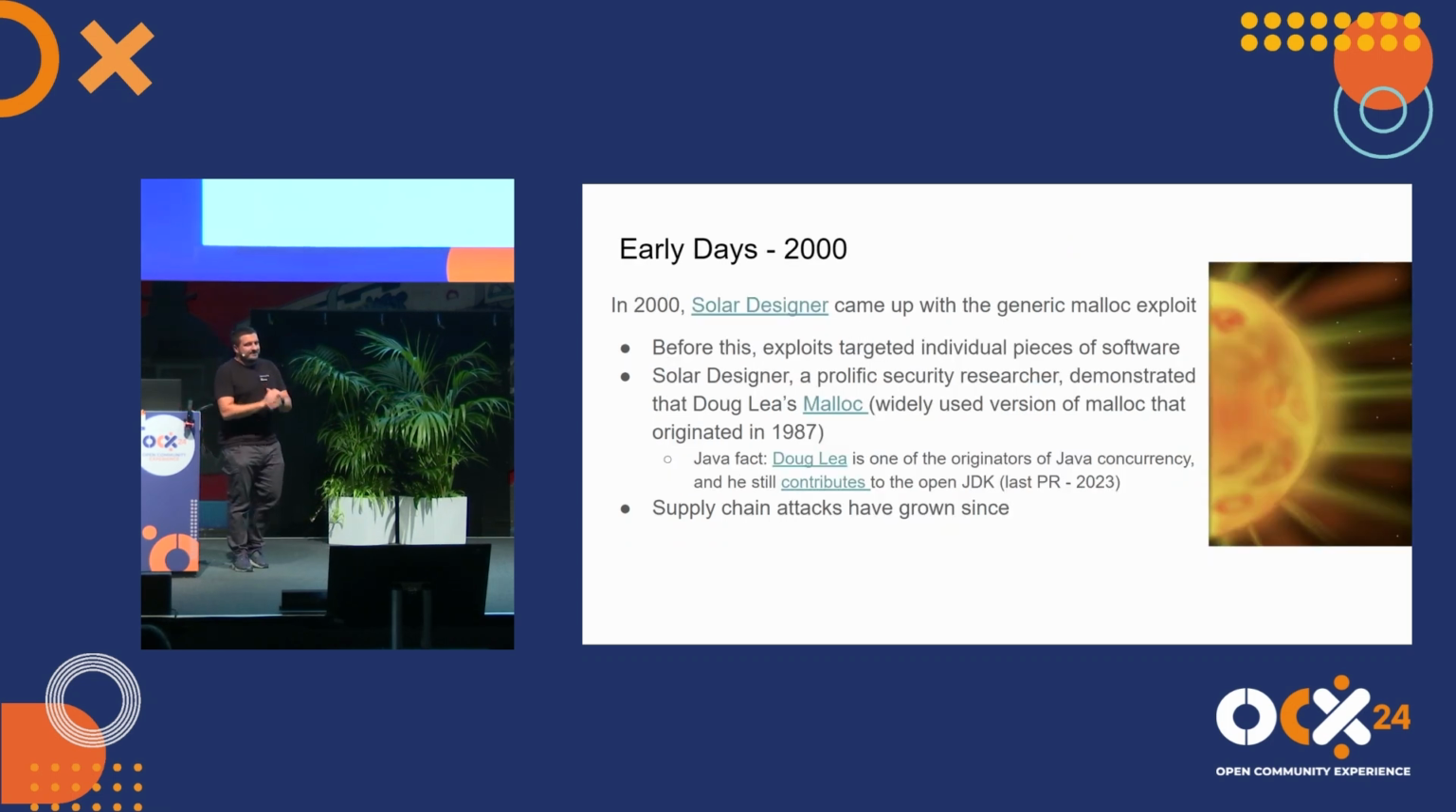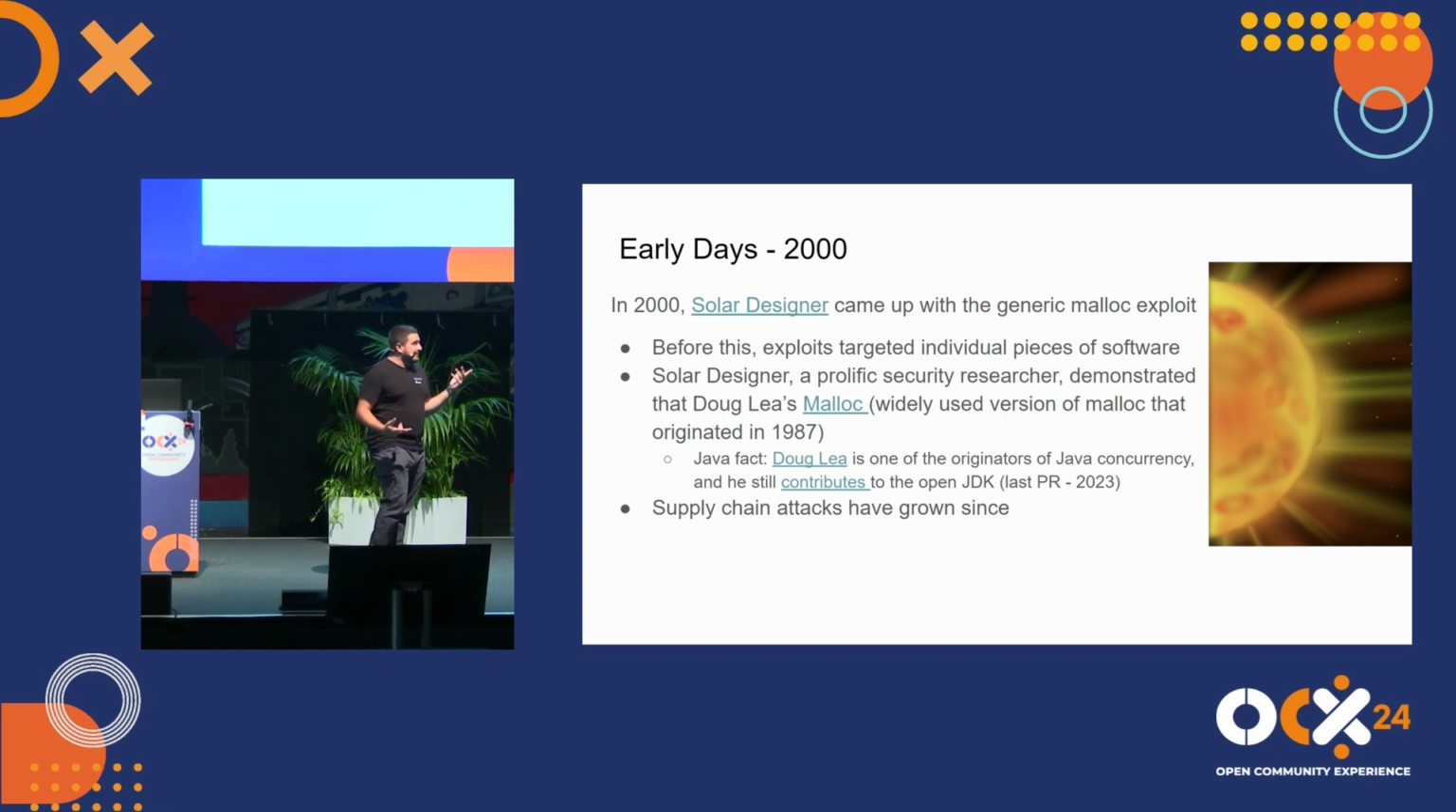So the concept of software supply chain security starts pretty early on. Some sources consider the 2000 Solar Designer exploit of the generic malloc to be a starting point, so we'll start there. Before this, most exploits targeted individual pieces of software. Solar Designer, a prolific security researcher, demonstrated that Doug Lea's malloc, which is a very widely used version of malloc, which originated in 1987, could be exploited.